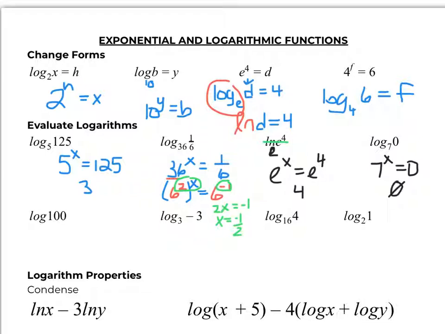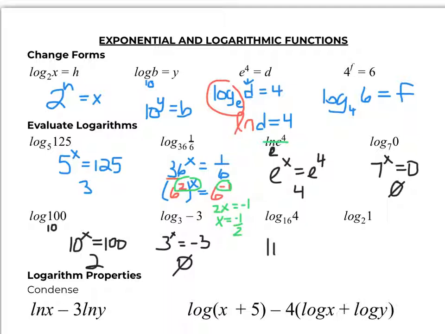Then we have log of 100. It doesn't have a base, which means its base is 10. So 10 to what power gives me 100? 2. The next one, this is saying log base 3 of negative 3. So what power of 3 gives me negative 3? Nothing is going to make that turn negative, so that's no solution.